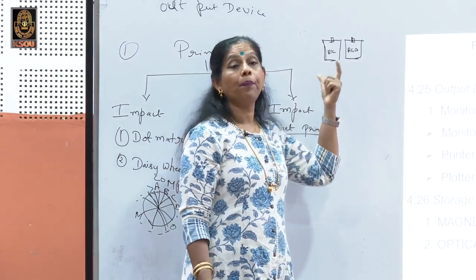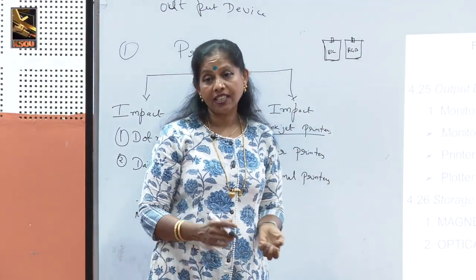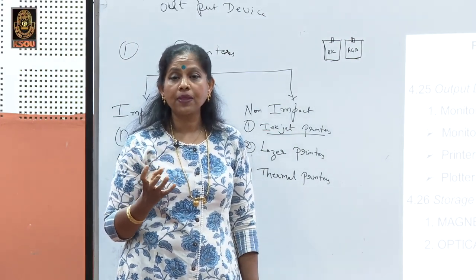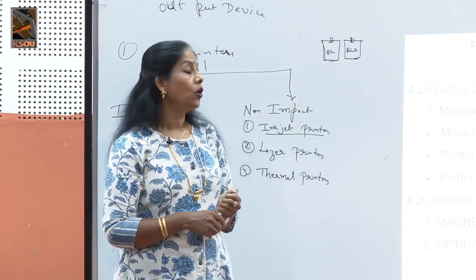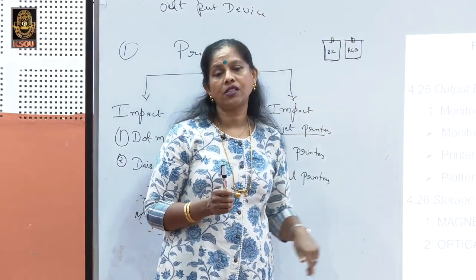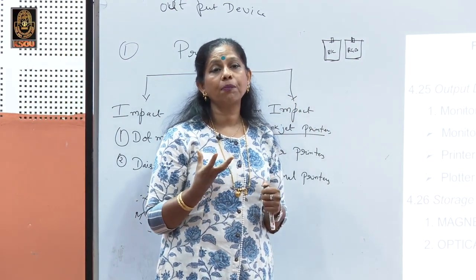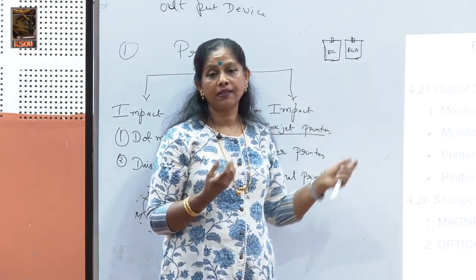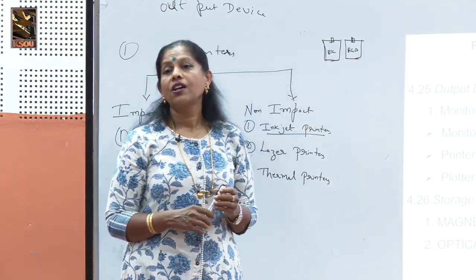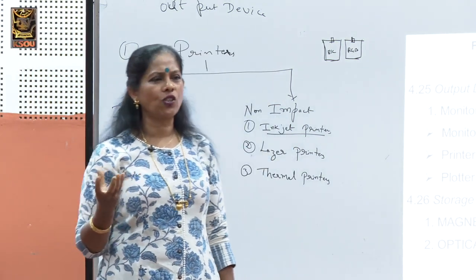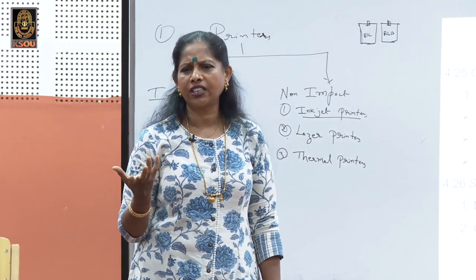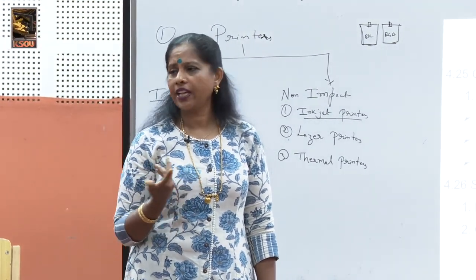These two cartridges are installed in the printer. It sprays through very small, tiny nozzles. That is how your color photos are printed. If you want only black and white, only the black cartridge is used. Got it? These are very costly. These cartridges cost you about 1,500 or 2,000 or 3,000. So it is very expensive.